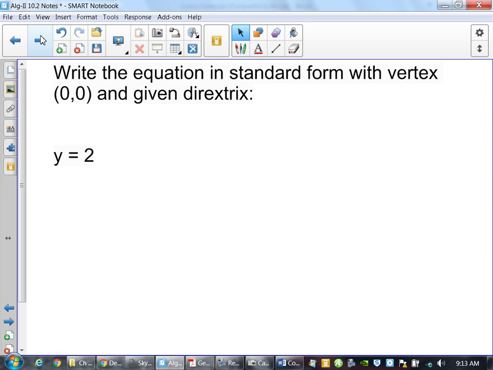So let's write the equation in standard form with the vertex at 0, 0, and the given directrix. Today, all of our points are going to be centered at the origin. So if I'm centered at the origin, and I have a directrix of y equals 2, what direction is this opening?